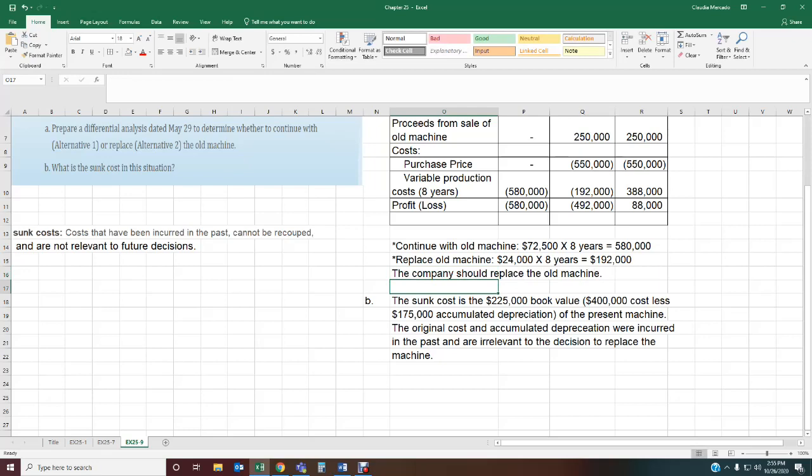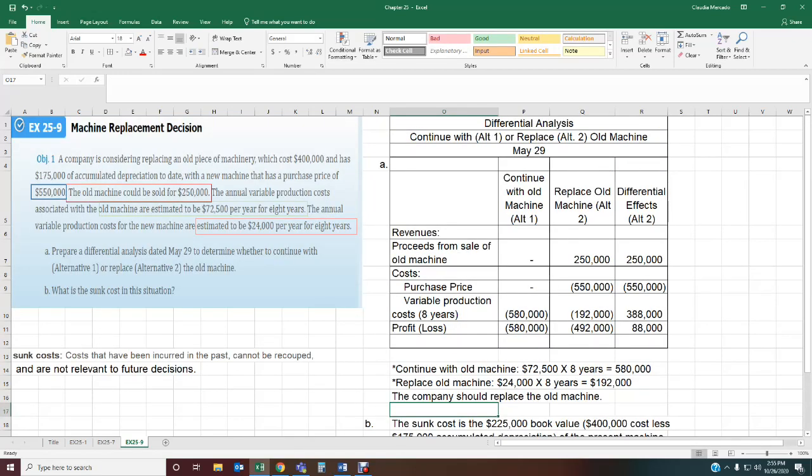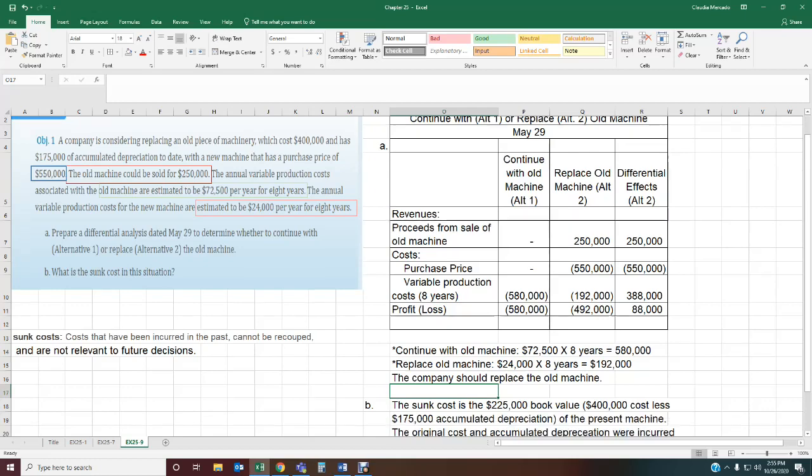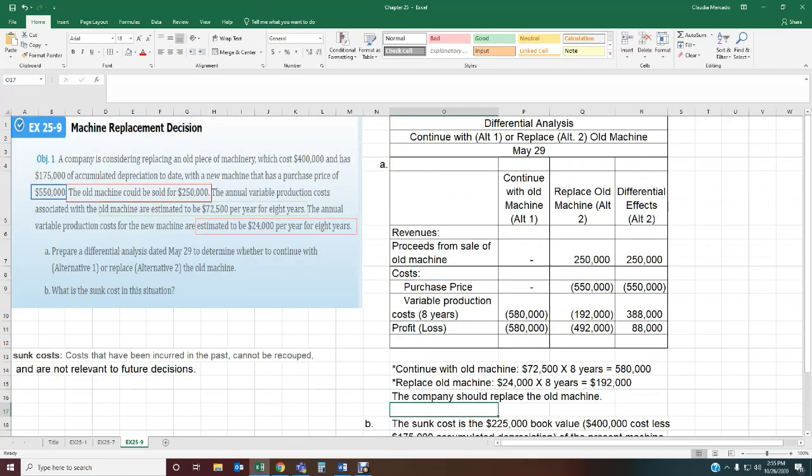And why are we doing this? If we look at the information, if we replace the old machine, we're going to be spending a lot less in our variable production cost versus if we continue with the old. The old machine is already outdated. It's not functioning up to par. So we're going to have a lot higher variable production cost than if we were to use option 2, which is to replace the old machine. Yeah, we're going to have to pay out some money up front, but we're going to be saving a lot of money in the long run in our cost. Okay, so that is what we did for exercise 25-9.